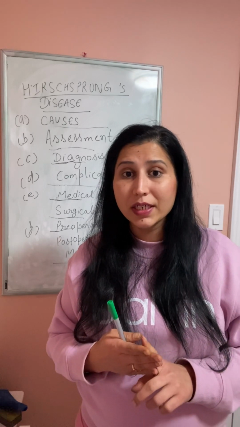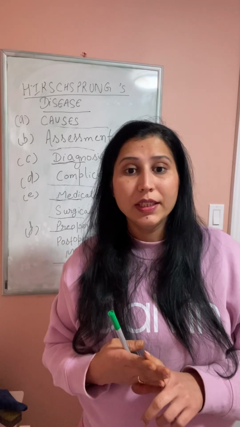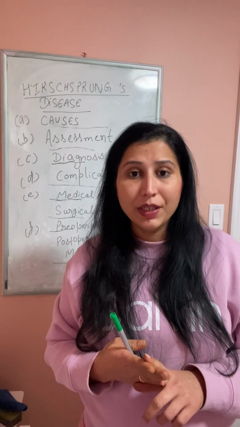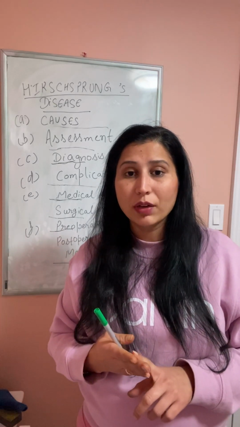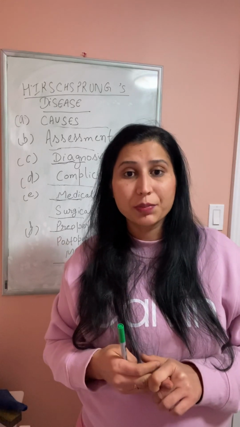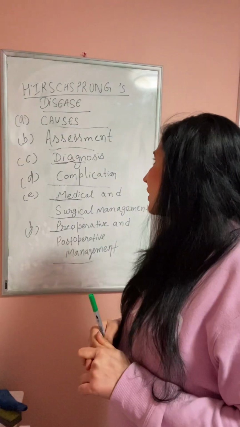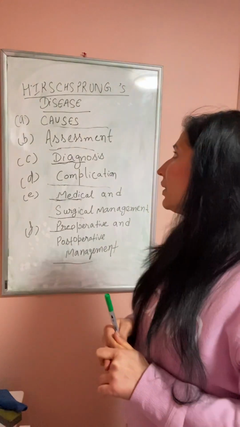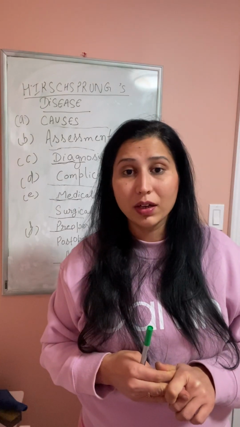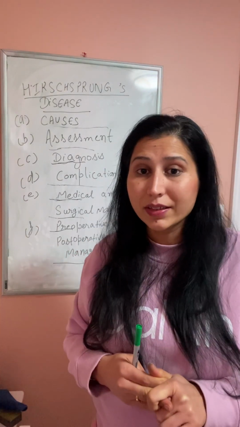If there is any redness or swelling, we need to tell the doctor immediately. So we need to teach the family and the patient how to care for the stoma and also about the diet. So this is all about Hirschsprung disease, its assessment and causes. Hirschsprung disease is a congenital abnormality. It's also called aganglionic megacolon. It's a hereditary disease, that's the cause.